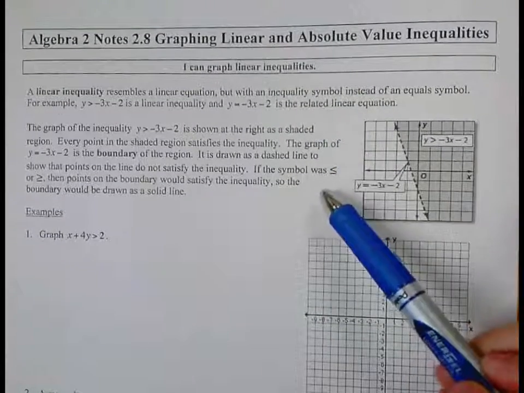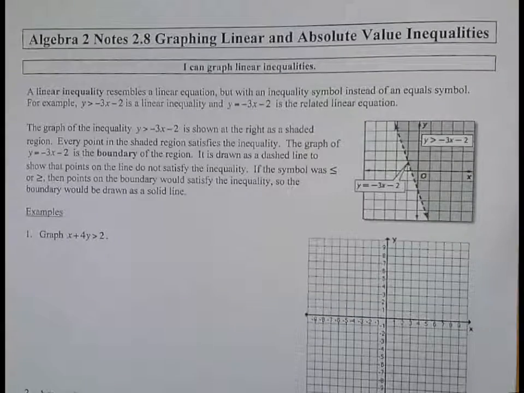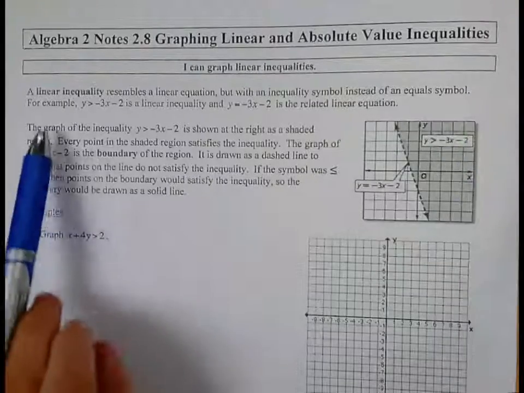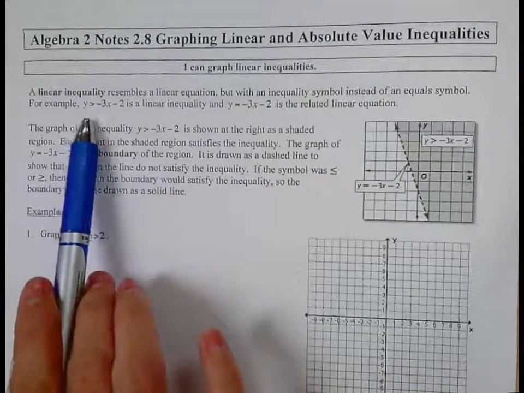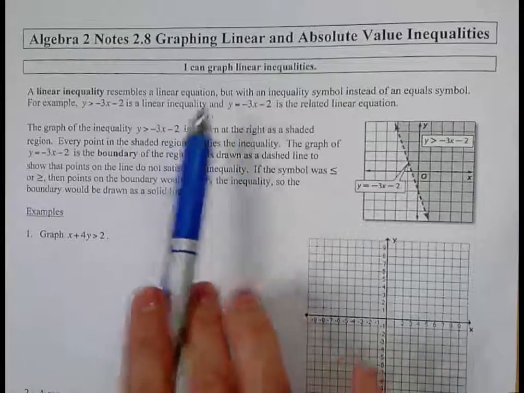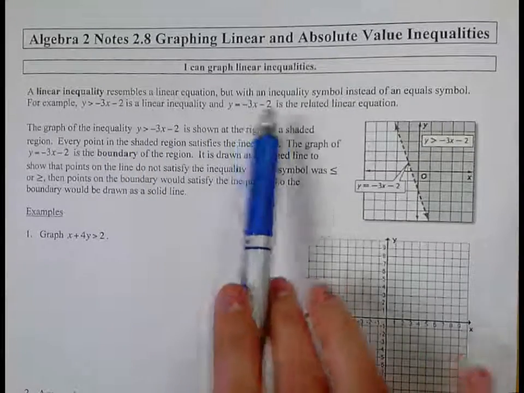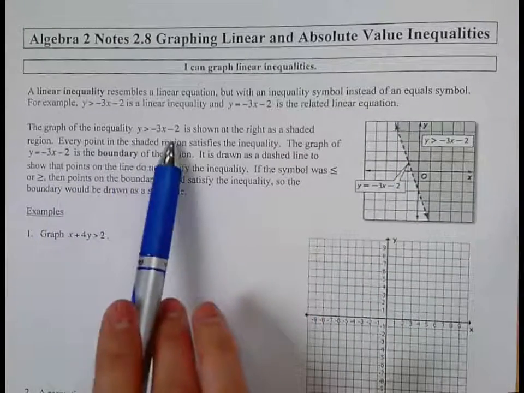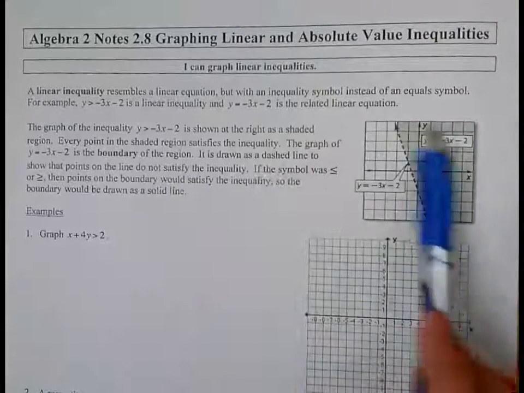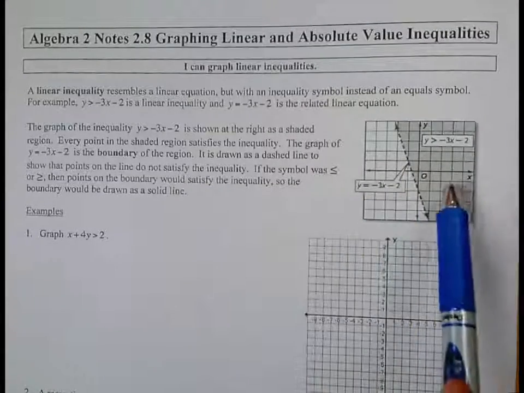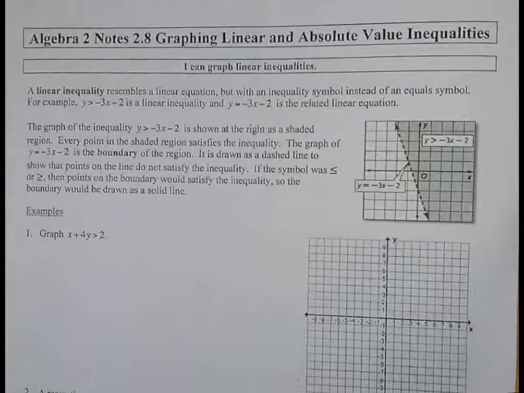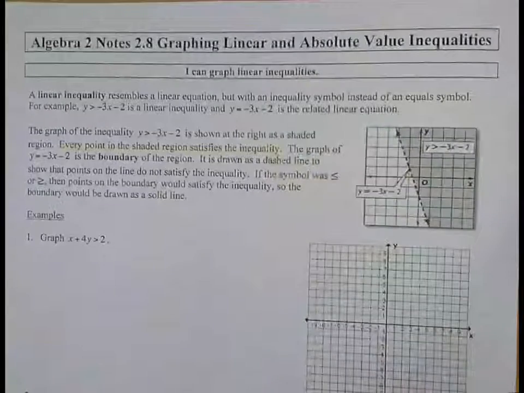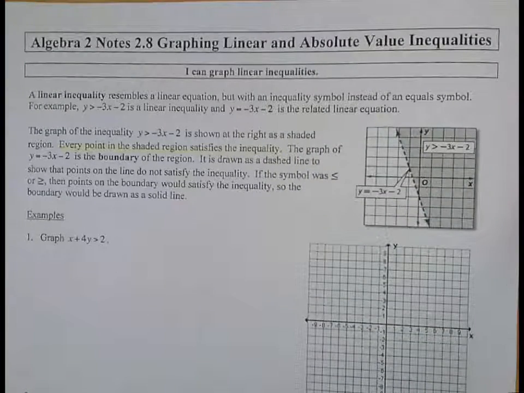What it explains at the top here is that a linear inequality resembles a linear equation, but with an inequality symbol instead of an equal symbol. And it gives an example there. So y is greater than negative 3x minus 2 is a linear inequality. The equation would be the related linear equation. The graph of this specific linear inequality is shown here at the right as the shaded region. So every point in the shaded region satisfies the inequality. That's important to note. Every point in the shaded region is a solution to the inequality, would be another way to phrase that.